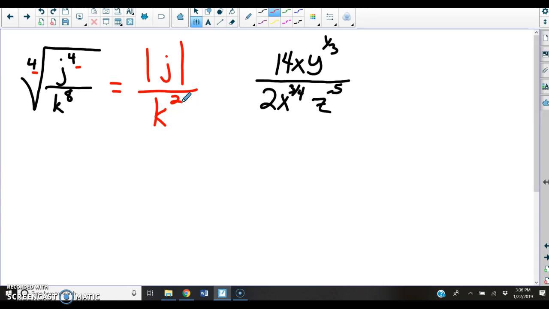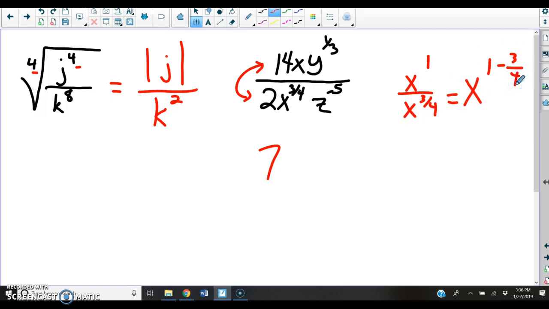It's like some simplifying to do. Okay, I can reduce the 14 and the 2. That'll just become 7. Okay. X to the 1 divided by x to the 3/4. The rule is subtract your exponents when you divide. So I'm going to have x to the 1/4.